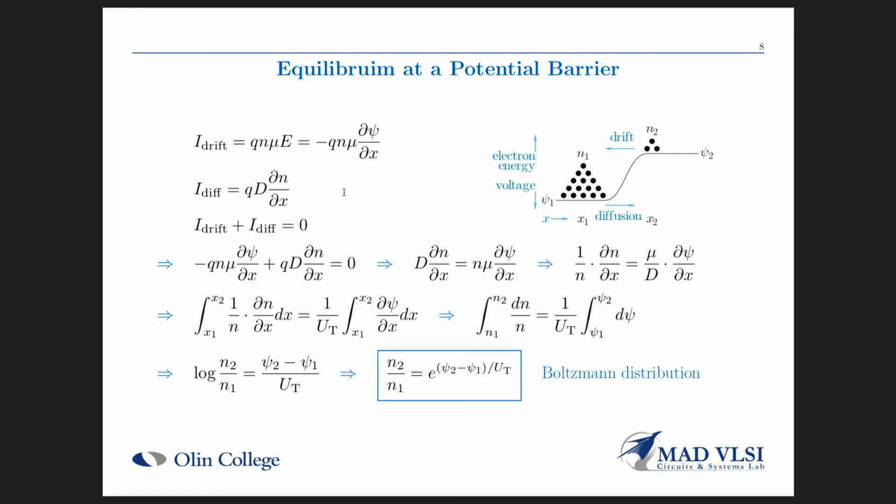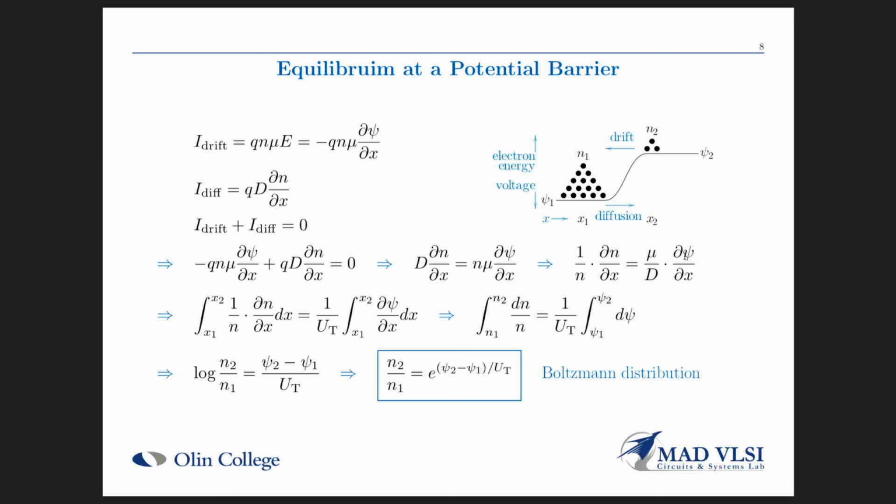And so we plug these things into our KCL-like equation here, and we can rearrange. So we can move this term over here to the right-hand side. And so we have D times dn dx is equal to n mu d psi dx. Then we can take the n downstairs over here and the mu downstairs over here, so we have 1 over n dn dx is equal to mu over D times d psi dx. So we've separated variables here, effectively, and put the n's on one side and the psi's on the other side.